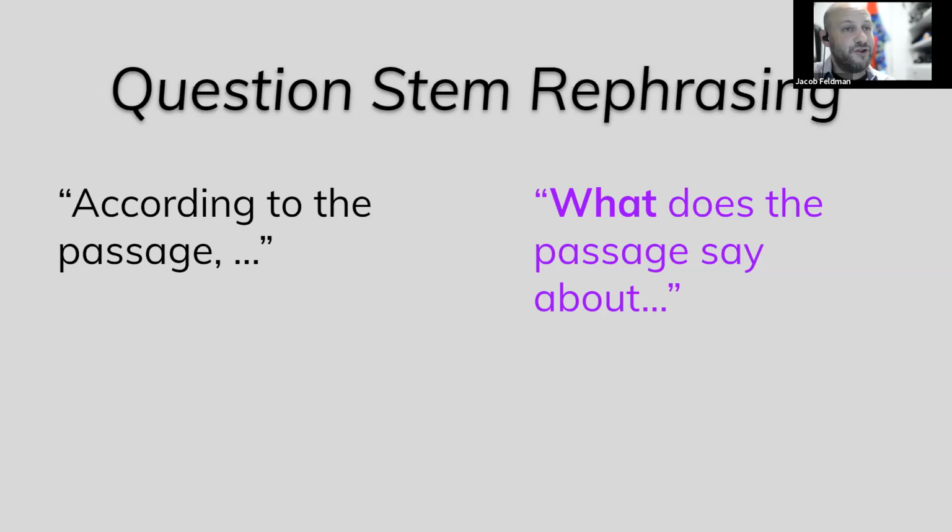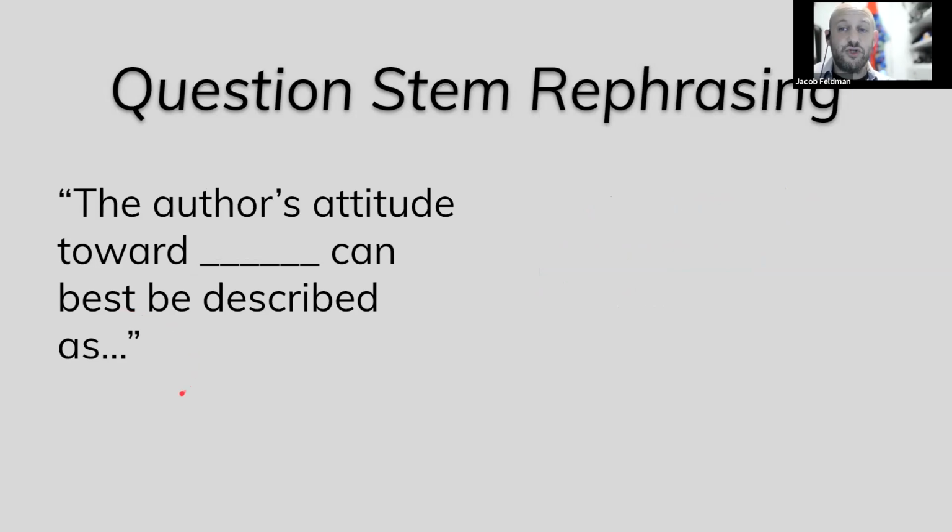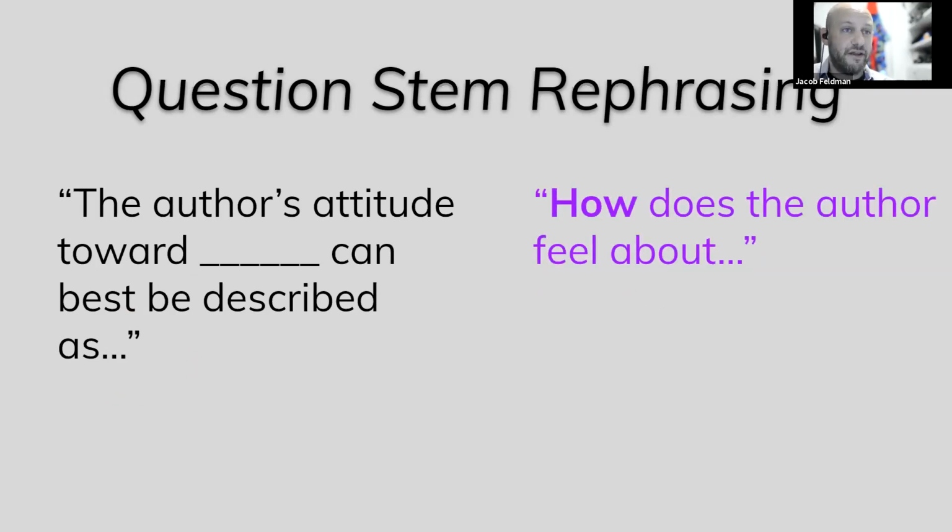If you can get to the point where you see a question and you know what it's asking you, and in your mind, you don't read according to the passage. You just read, oh, what does it say? Let me go find that thing. That's the thing that's really key, that we get to the point where we can look at this question, the author's attitude toward whatever it is can best be described as, and we know right away what that means is, how does the author feel about it? We're looking for the way he feels or his tone about it, right? We don't have to read all those words. Instead, we've got a core idea of what the question is. And the questions are what, why, and how.